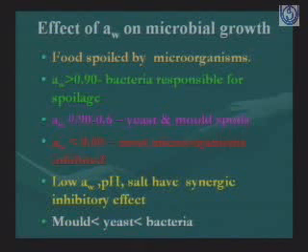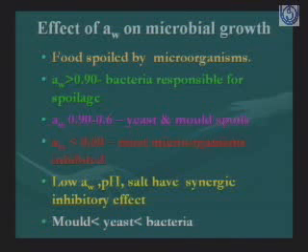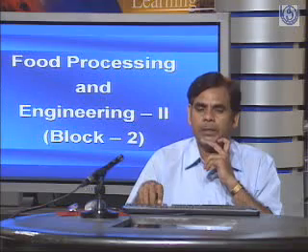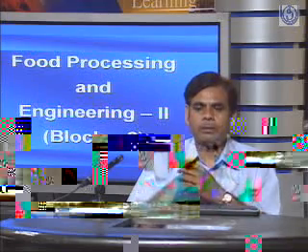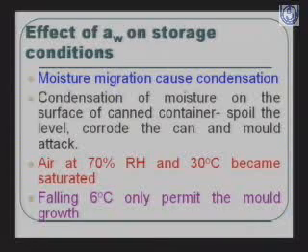If the water activity is more than 0.9, then bacteria are responsible for the spoilage. At a water activity of 0.9 to 0.6, the yeast and mold sometimes spoil the products. And if the water activity is less than 0.6, then most microorganisms are generally inhibited. Then coming to lower water activity, if pH and salt are added into the product, then they act as a synergistic effect. Then the next, the effect of water activity on the storage conditions.